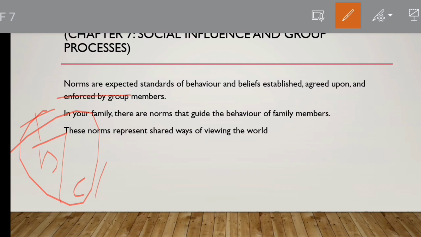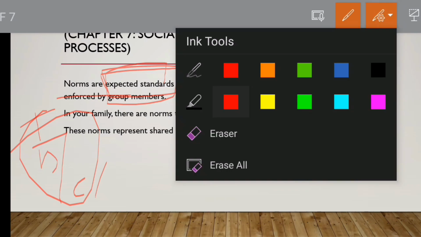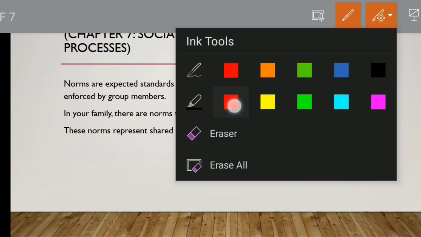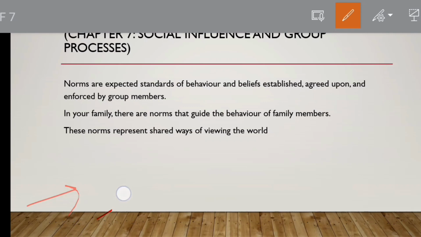Norms are expected standards of behavior. Expected standards, that's what we expect from you. Norms are expected standards of behavior and beliefs established, agreed upon and enforced by group members. That's how society works, that we have certain norms. Like whenever you're going to the temple or the mosque or the church, or whenever you're going to the school, you have to wear the proper uniform, tie, a belt, and your socks length should be this way. Or whenever you are giving tests, there are all these things which are not allowed in the classroom. So these are the norms. You can't just walk into the classroom with your laptop in your hand, right?